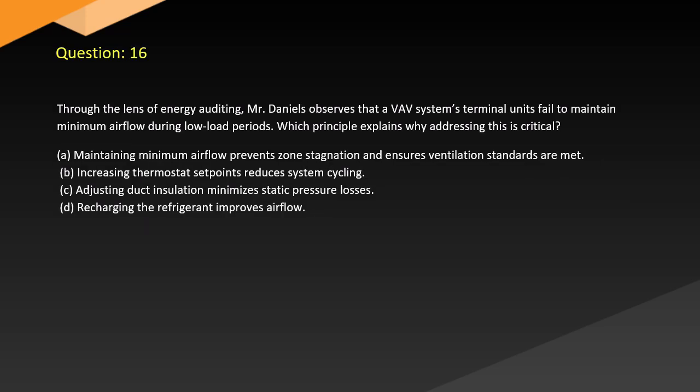Question 16. Through the lens of energy auditing, Mr. Daniels observes that VAV system terminal units fail to maintain minimum airflow during low load periods. Which principle explains why addressing this is critical? A. Maintaining minimum airflow prevents zone stagnation and ensures ventilation standards are met. B. Increasing thermostat set points reduces system cycling. C. Adjusting duct insulation minimizes static pressure losses. D. Recharging the refrigerant improves airflow.